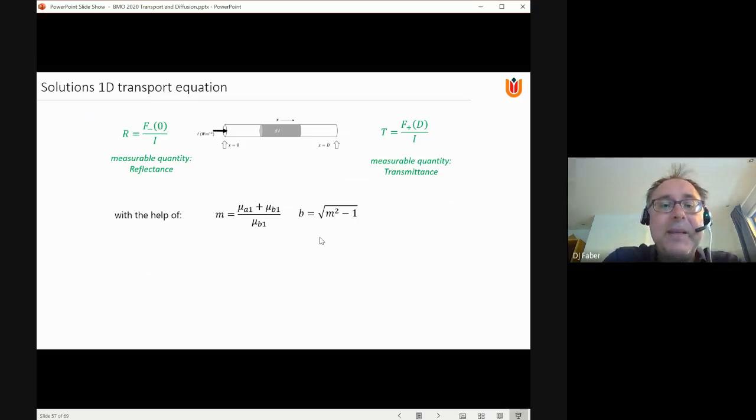Okay, let's take a look at the solution. I've sketched the approach, how we can do that, in the previous slide.